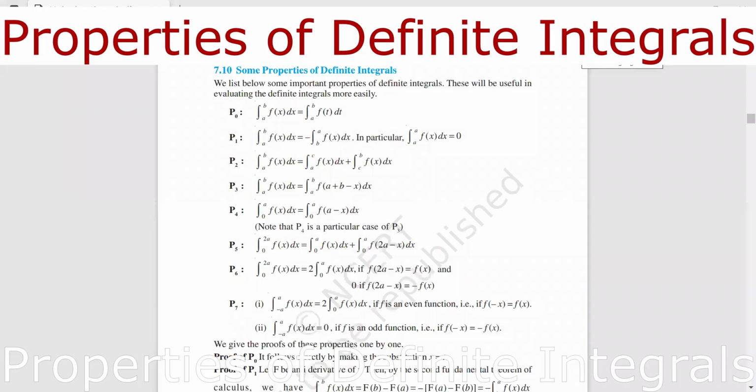So let us clear this. In the first property, we can change the variable. If the question has x, we can use y or t or anything, there will be no difference to the answer. Second, if we have limit a to b, we can change it to b to a. Simply we have to change the sign of the integral, right? If the limit is the same, then the answer is going to be 0, because the area under the curve will be 0, because there is no portion included. We are starting from a and ending with a, right?